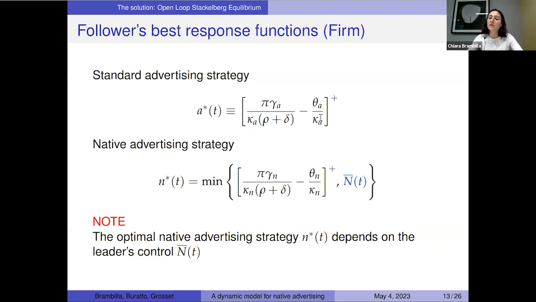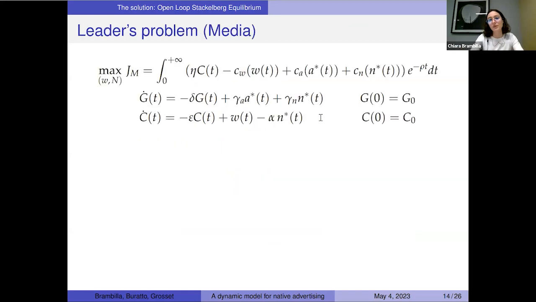But this is not an issue in terms of time consistency, because we have already proven that the follower post-state functions are non-controllable by the leader. So our open loop Stackelberg equilibrium is time consistent. So since we have obtained the follower's best response function, we can substitute them in the leader's problem, so in the problem of the media outlet.